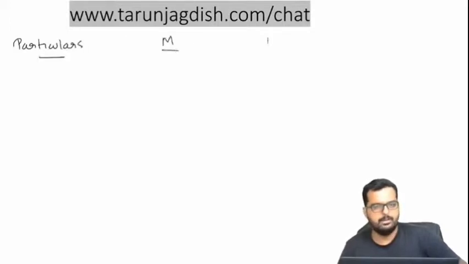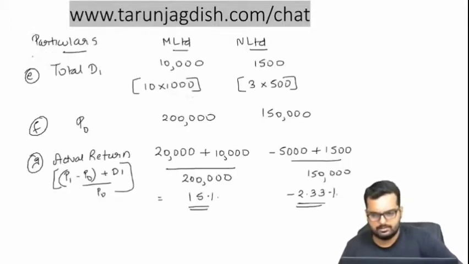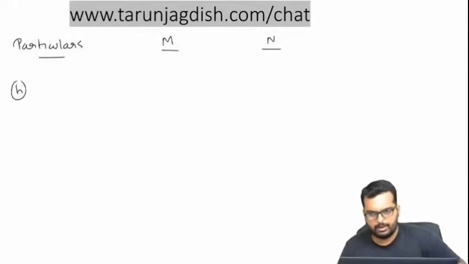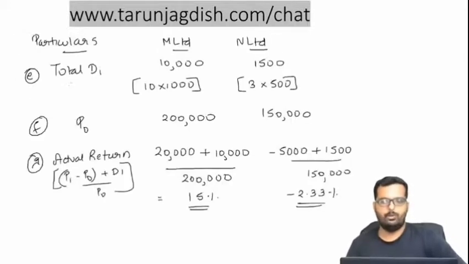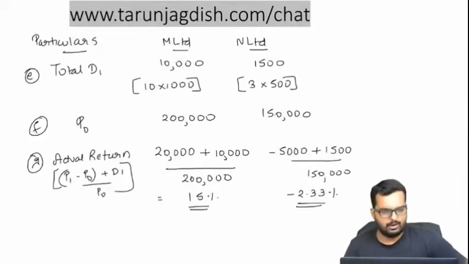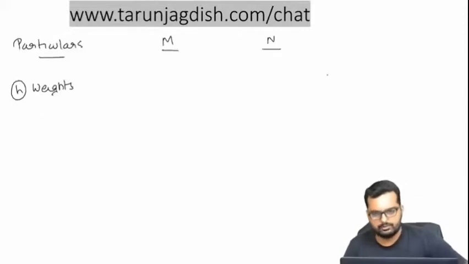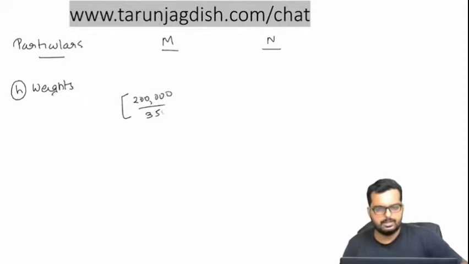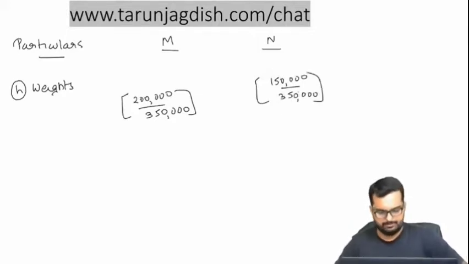Particulars M, N. From this, that is point number G, point number H, we can also find out the weights. What are the weights that are going to be available? 2 lakh and 1 lakh 50, so the total turns out to be 3 lakh 50, correct? So 2 lakh divided by 3 lakh 50 will be the weight for the first one, whereas 1 lakh 50 divided by 3 lakh 50 will be the weight for the second one.